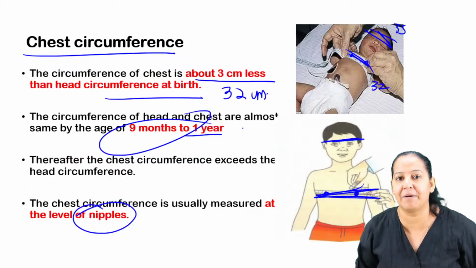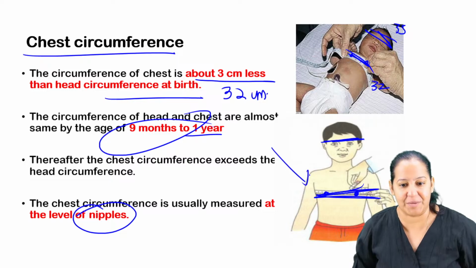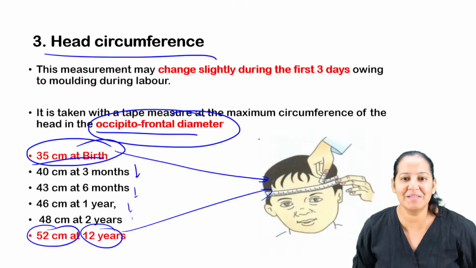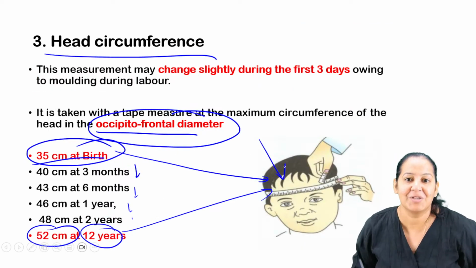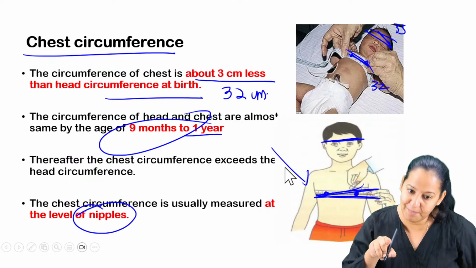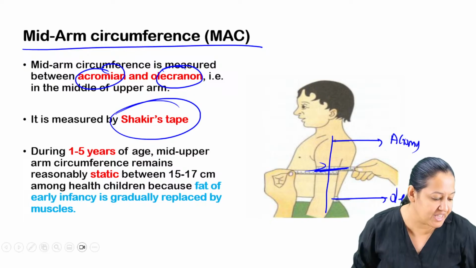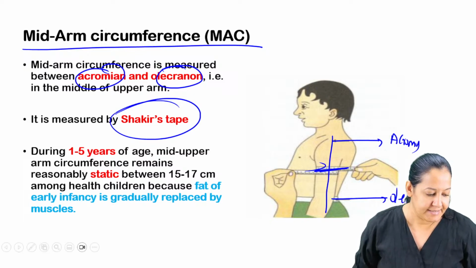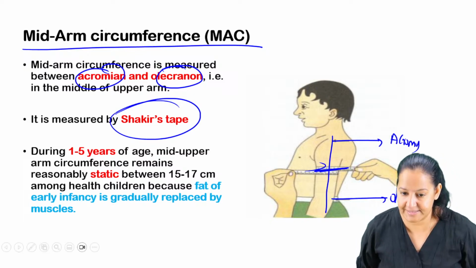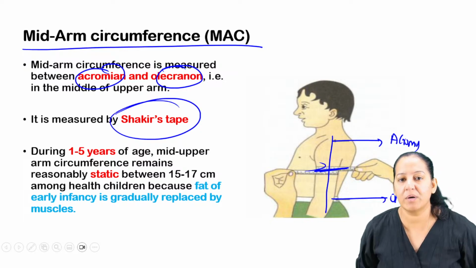It is measured with a simple inch tape. You have seen an inch tape. Head circumference and chest circumference are also measured with a simple inch tape, no special tape. But for mid-arm circumference, we have a special tape that is known as Shakir's tape.